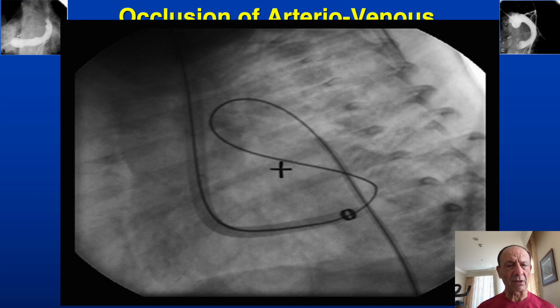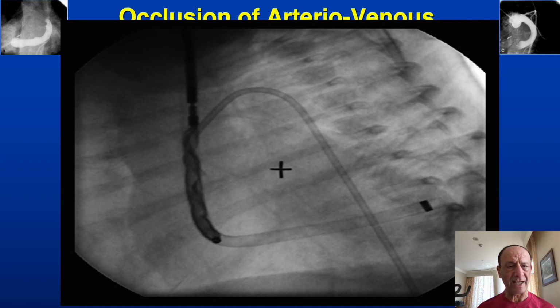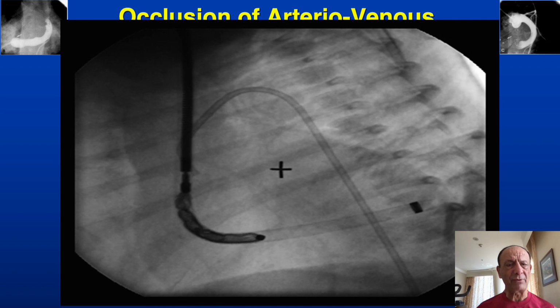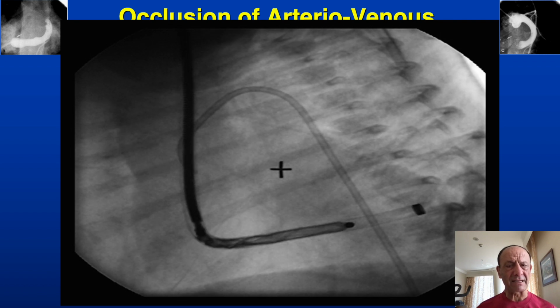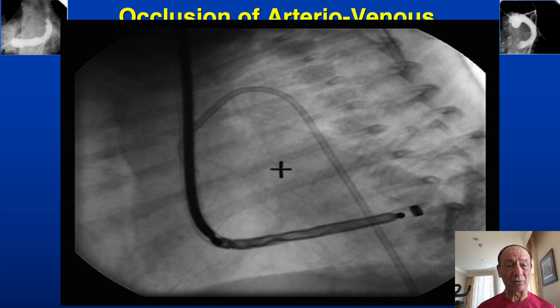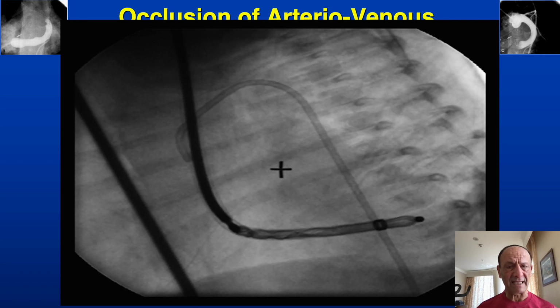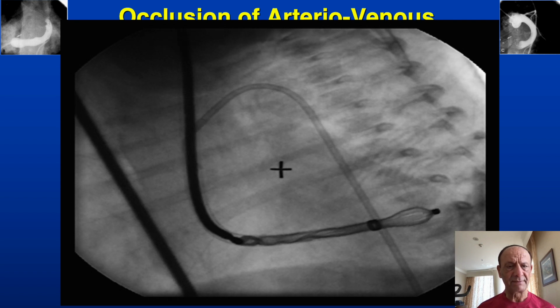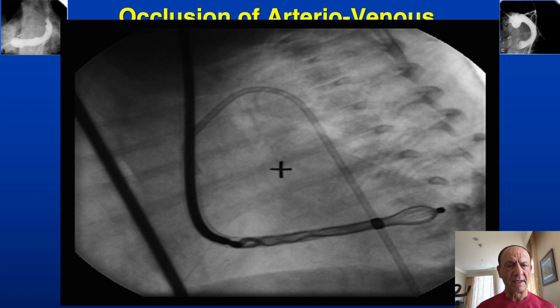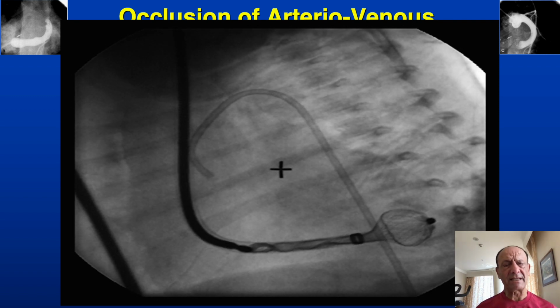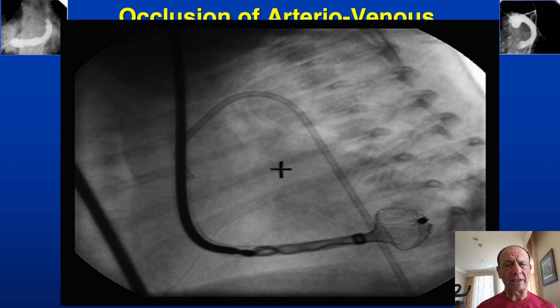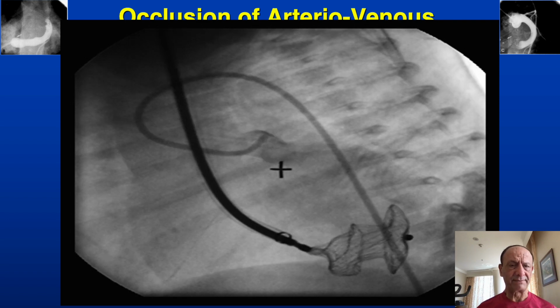And then we put a large sheath from the right IJ, 7 French, and then we deployed the Amplatzer muscular VSD device at 12mm as distal as possible. And then after we released this device, on top of it, we deployed 7 coils.